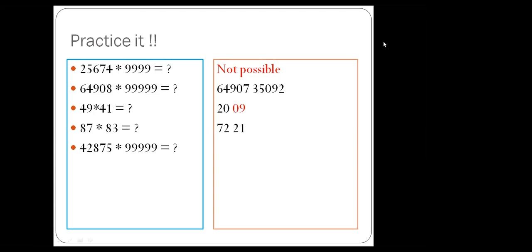42874, है ना? You can write the answer in your mind only, right? You can think 42874. Very nice. 57125. Great. Very good.